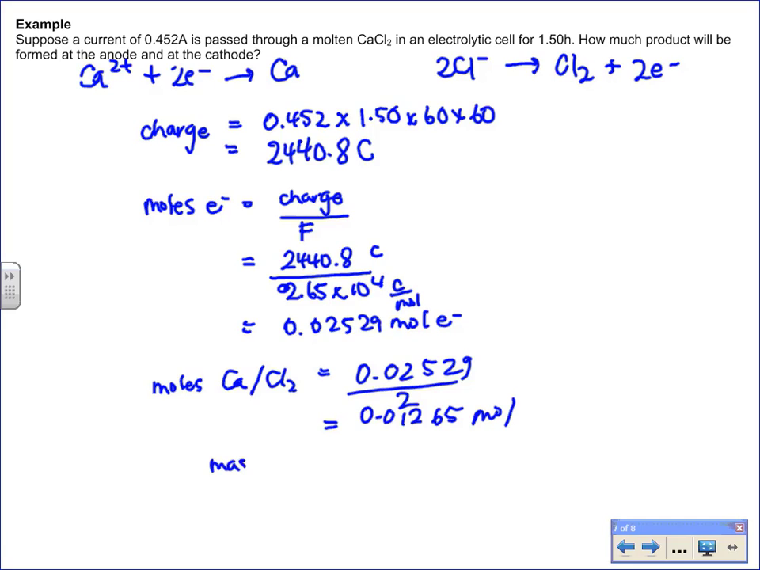Then from that, you can figure out the mass of the calcium, 0.506 grams, by multiplying by its molar mass, or the mass of the chlorine, 0.897 grams, by multiplying by its molar mass. So that's the approach to solving quantitative electrolysis problems.